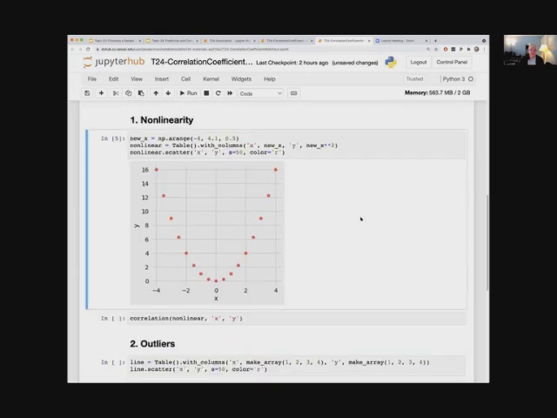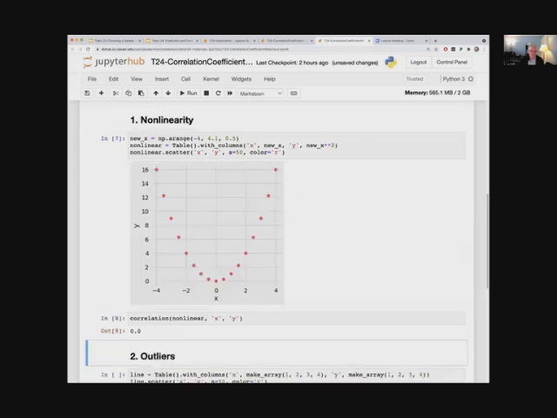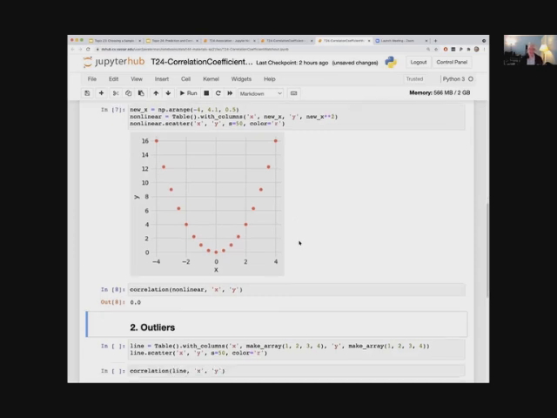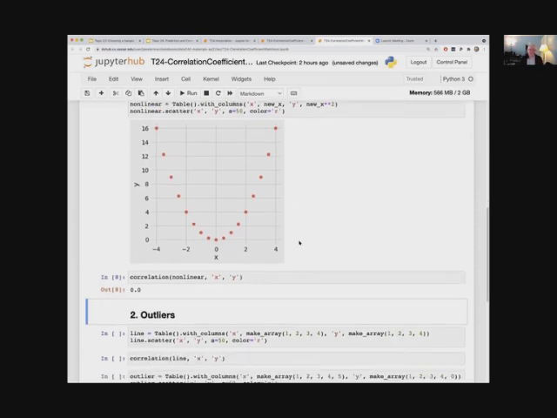But if we take this data and run our correlation on it, we get a correlation of 0, right? So what this is saying is that there is no linear correlation between X and Y. But there very clearly is a nonlinear relationship between the data sets. So you just have to keep your eye out for that.